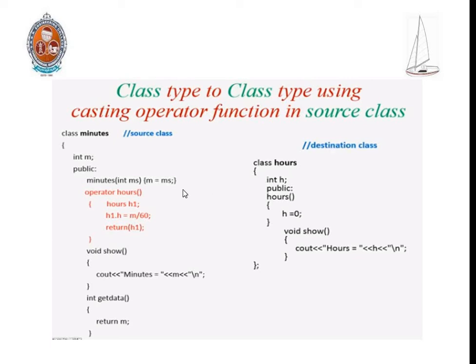This is the example for class type to class type using a casting operator function in the source class. In the source class there is a class minute. In this class we pass minutes and it will convert them into hours. Here the destination class name is hours. Inside the source class we can see operator hours is a casting operator function that has been created in the source class. Here hours is the destination class. In the source class we have created the object of the destination class, h1, where h1.h equal to m by 60. It converts minutes to hours and stores in h1.